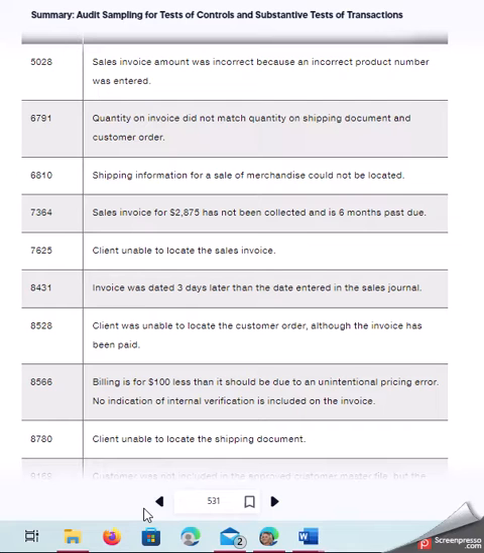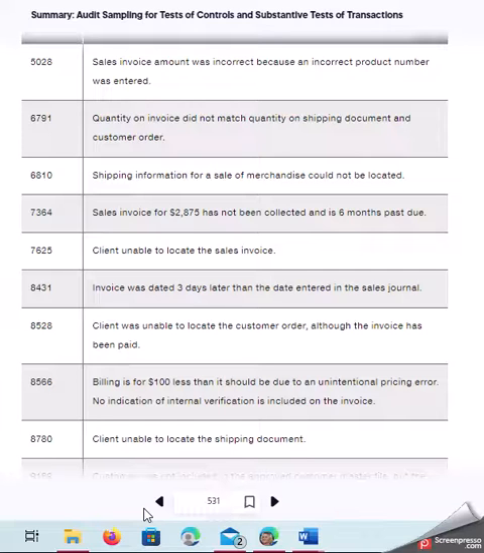Okay, here's some examples of sampling of the test of controls from chapter 15. So we have an audit of the financial statements, and they've applied non-statistical audit sampling in the test of controls and substantive tests of transactions for their sales transactions. Based on her knowledge of this company, she decides that the estimated exception rate is 2%, and that she's willing to accept a 10% risk that the true population exception rate is not greater than 6%.